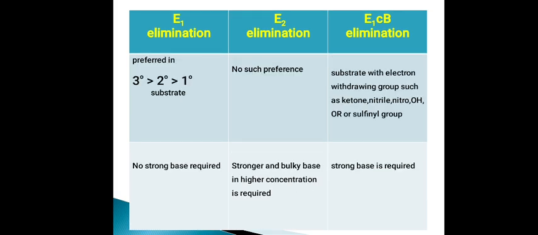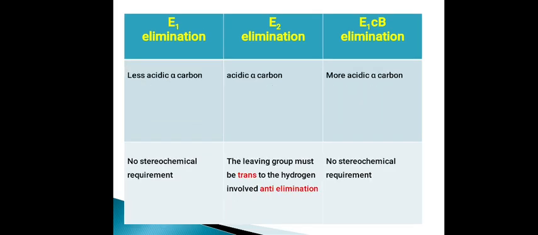In E1 elimination, tertiary halides are preferable, whereas E2 has no such preference, whereas in E1cb a substrate with electron withdrawing groups such as ketone, nitrile or nitro group is preferred. In the E1 mechanism, no strong base is required, whereas in E2 elimination, a stronger and bulky base in higher concentration is required, whereas in E1cb elimination, a strong base is required.